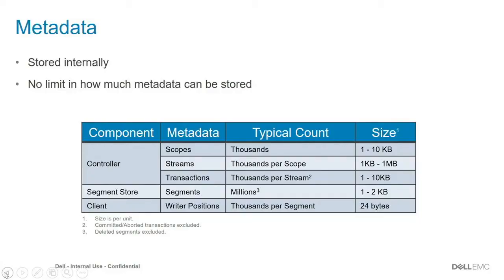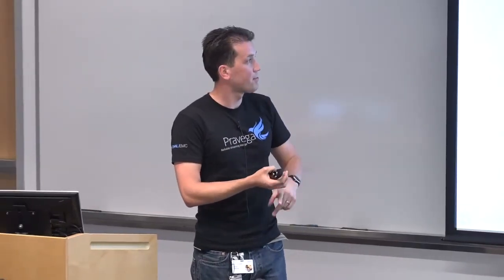Okay, the last thing I want to talk about is that I said we are mostly self-sufficient in that we don't have to store metadata anywhere else, like in ZooKeeper or any other external metadata stores. We have a number of different types of metadata that we have to keep track of: scopes, streams, transactions, segments, and writer positions, which enable exactly once on the writer side. Typically, this is how much they are, but literally, we are unbounded in how much of this metadata we can store because we store it in segments, which are bounded only by the size of your cluster. In the next few slides, I'm going to talk about how we were able to store all this metadata internally and access it in an efficient manner, because that's actually the most important thing.